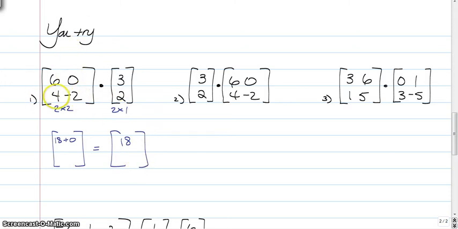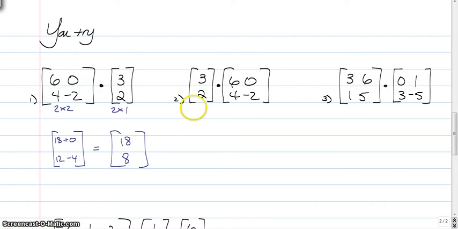Next we're going to do row 2. There's only one column. So we're going to do 4 times 3, which is 12. Jump over, jump down. -2 times 4 is a -4. So we get 8, and that one is finished.